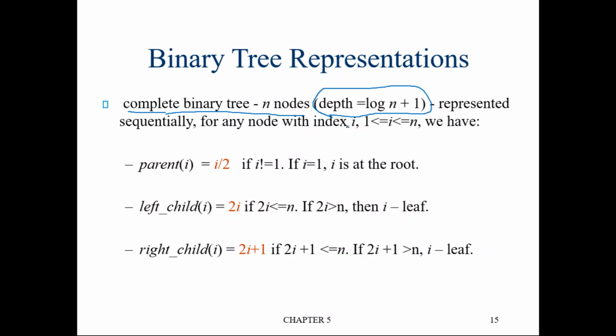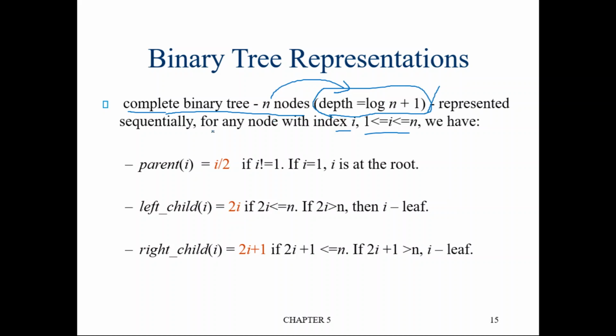Now, for any node with index I, where I is between 1 and n, this is separate. The first point is separate, the second point is separate. Let us not combine that. For any binary tree with n nodes, it will have a depth of log n plus 1. Full stop.